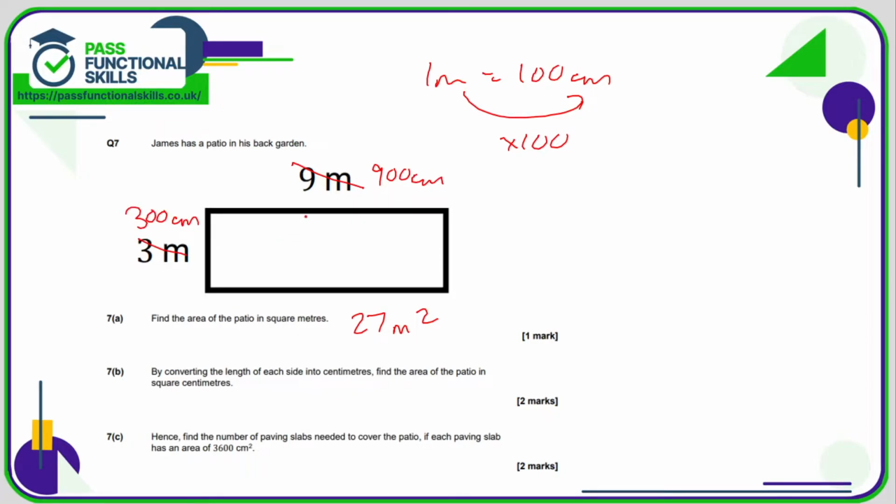So the area of the patio in square centimeters is 900 multiplied by 300, and we can use the calculator for this question, or you can just do 9 3s are 27 and then put back those 4 zeros that you ignored a moment ago. So it's 270,000 centimeters squared. If each paving slab has an area of 3,600, how many paving slabs do you need to cover the patio? Well, what we need to do here is just divide the total area by the 3,600, and again obviously you're going to use a calculator, and that comes to 75 slabs.